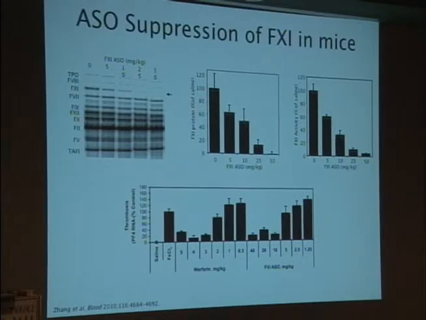Phase 1 trials in humans with ASOs that knock down factor 11 have been completed, and normal volunteers were made severely factor 11 deficient without any apparent consequence. A phase 2 study is now being done to see if this type of strategy will have an antithrombotic effect in patients who are undergoing knee and hip replacement surgery. They've already started recruiting patients for that, so it'll be interesting to see.